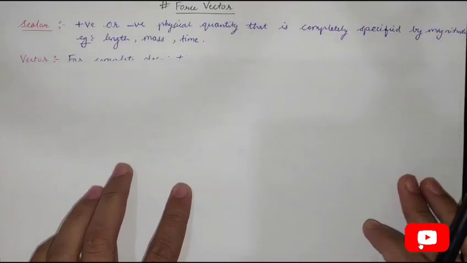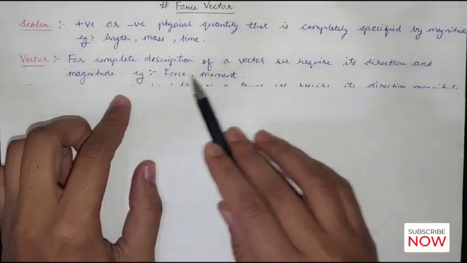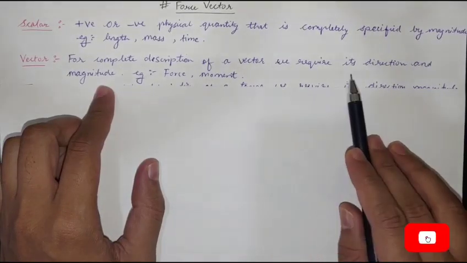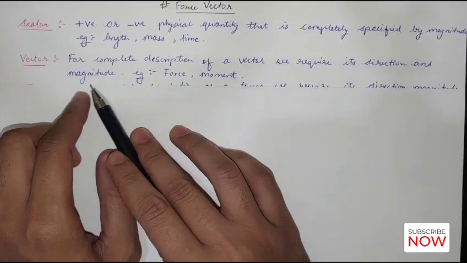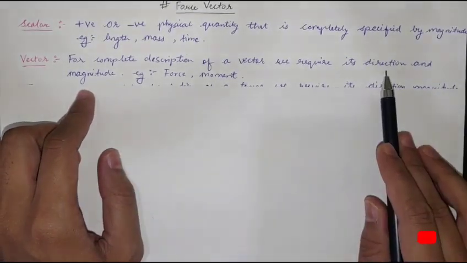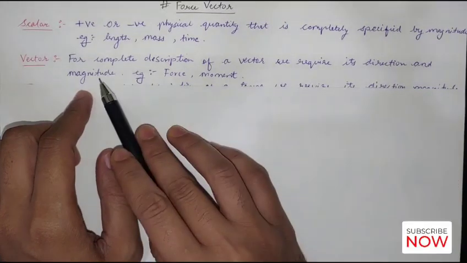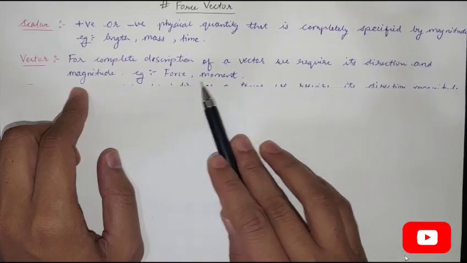The next is the vector quantities. So in vector, for complete description of a vector, we require its direction and magnitude. So direction is also required, in which direction and with how much magnitude it is acting. So direction is important here. And examples are the force and moment.